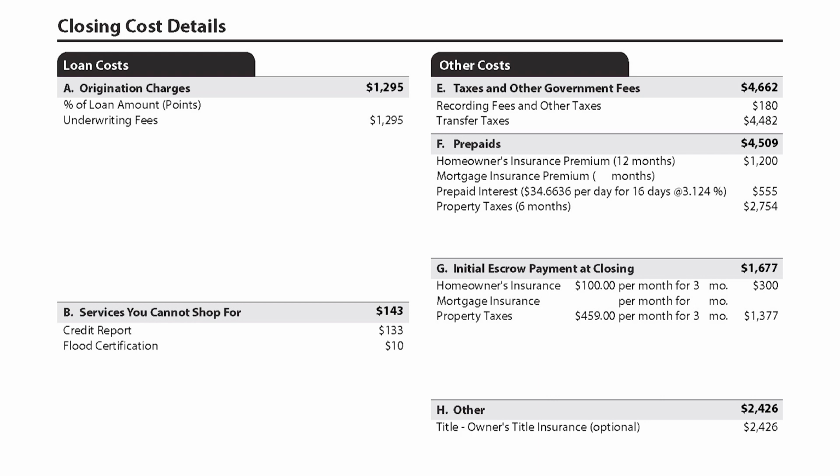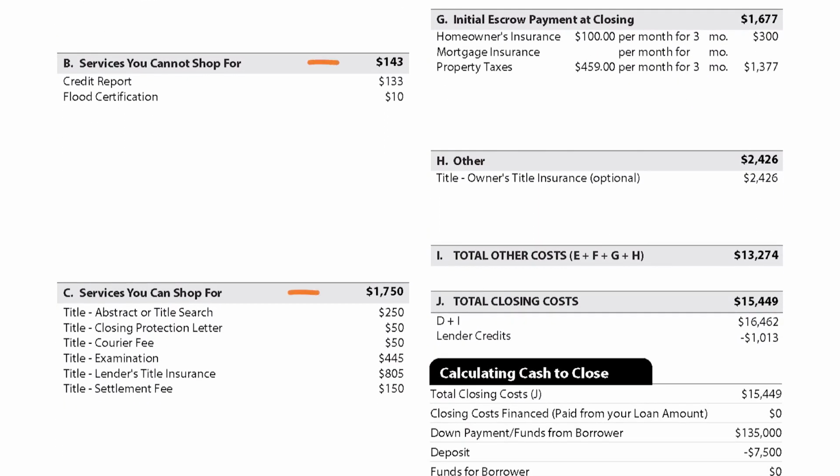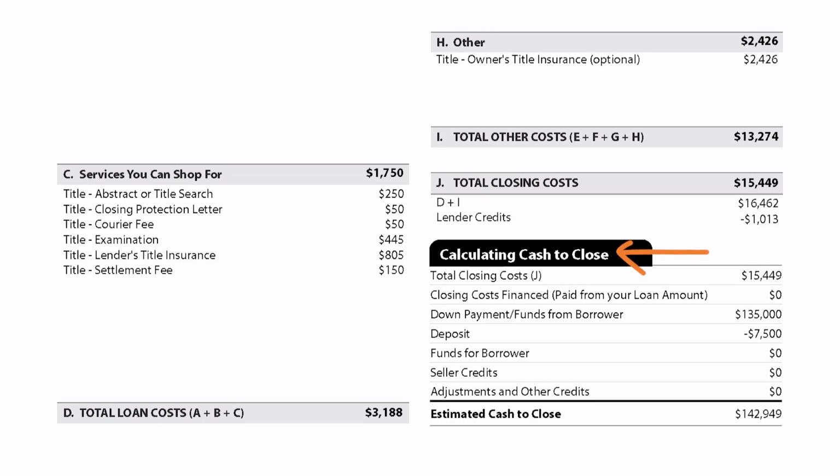Moving on to page 2, top left, you'll see loan costs. The main costs are origination charges, application fees, and underwriting fees. You will also see services you can and can't shop for. Things like the admin fee, the settlement fee, and the flood certification will be classified as either something that can or can't be shopped for. The final section on page 2 is calculating cash to close. This section provides itemized math on the money needed for closing.